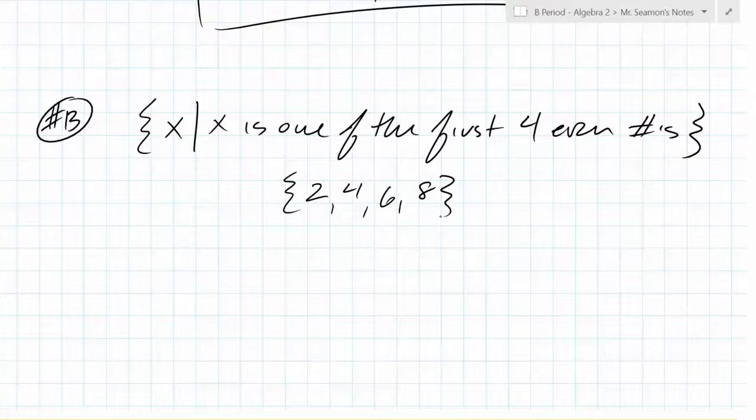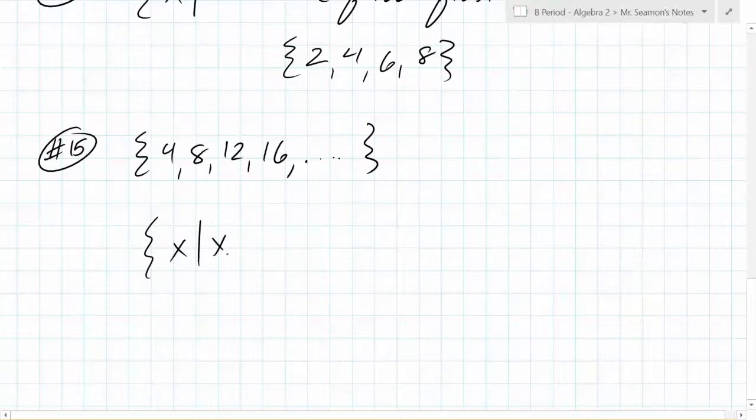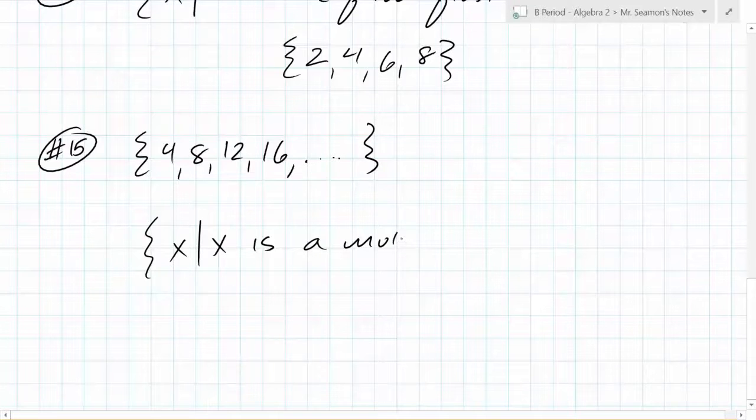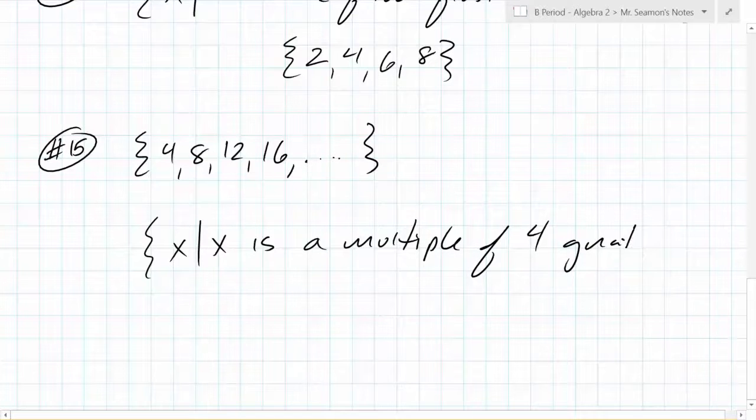Think about it: how many different ways are there to write any one number? An infinite number. Like 1 is 1 over 1, 2 over 2, 3 over 3, 4 over 4. You write it many different ways. What was the set builder notation? It's going to be x such that x is what? Hannah. Is a multiple of 4 greater than 0? Exactly. Greater than 0. Or you can say greater than or equal to 4. You can start at a different place. That's great.